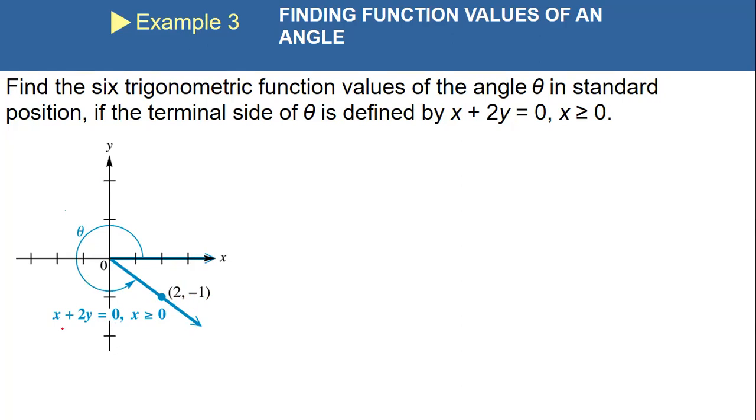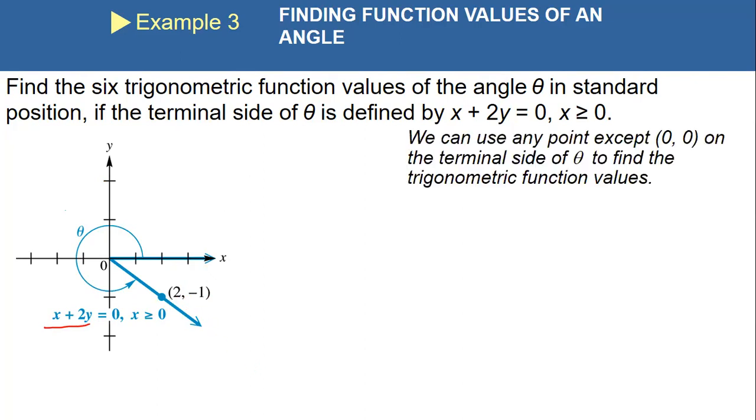So could I find the radius if it's giving me a definition for it? Yeah, because we know x and we know y. Okay. We can use any point except (0, 0) on the terminal side to find the trig values. So if I'm going to use x and y that would fit this, if I plug in 2, I can find out what y is, right? So we're going to let x equal 2. So when I plug in x equals 2, that's going to give us 2 plus 2 times y equals 0. And what will y have to be to make this true?